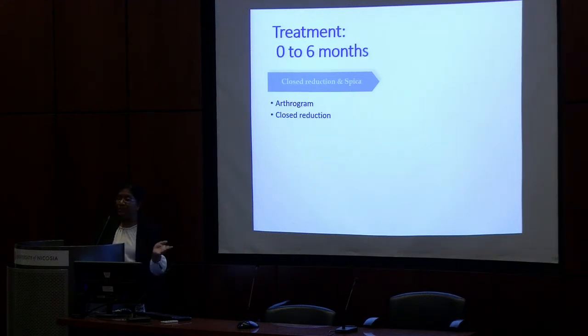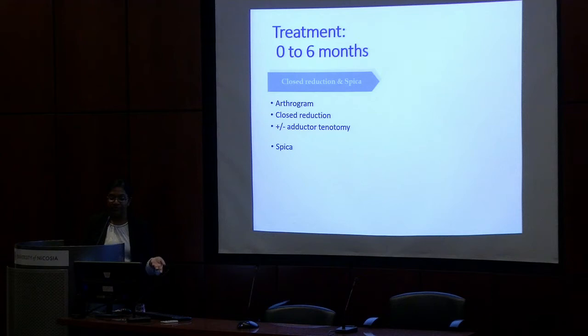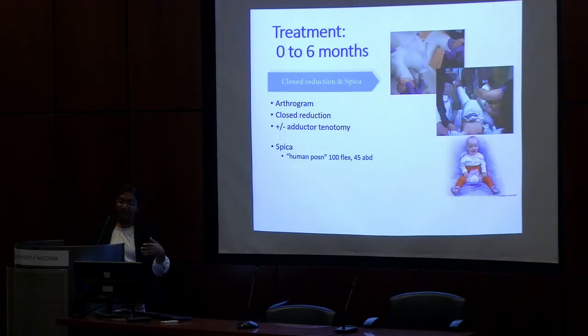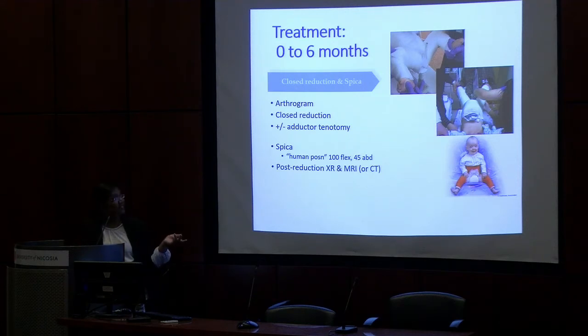So once you've done your arthrogram, you do a closed reduction, you might decide to do an adductor tenotomy to increase that safe zone that we were talking about, that zone of stability. And then you put them in a hip spica in what's called the human position, where you flex their hips to 100 degrees and you abduct them to 45 degrees. This is what the hip spica looks like. And most babies are usually not that happy.